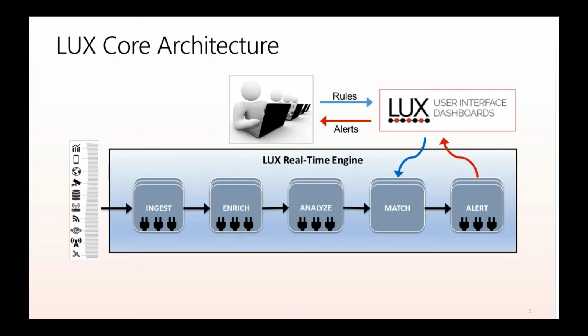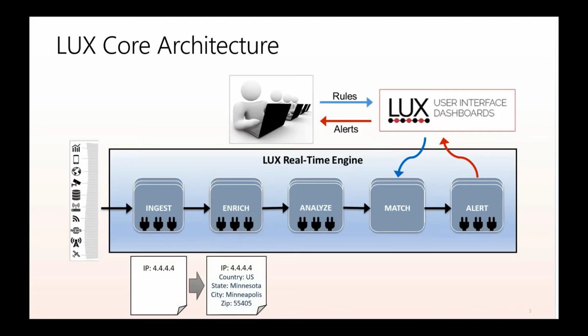An example of an enrichment plugin is, let's say we find an IP address in an event, we can do a geo lookup and add country, city, state, and zip code attributes as metadata onto the event. And this lets analysts write rules like show me all the network traffic in Minneapolis. And that's a type of rule that would be very hard to write against the raw data stream without these enrichments.